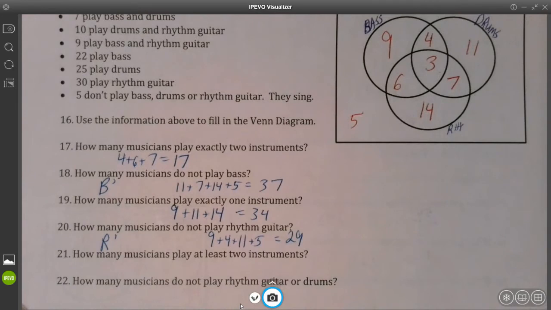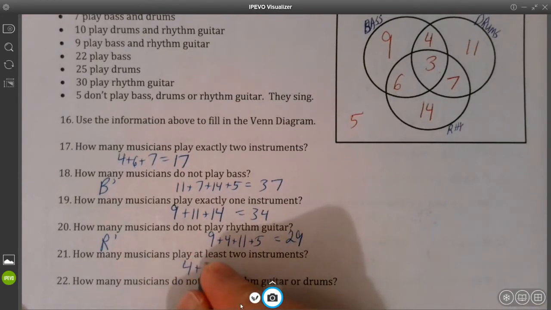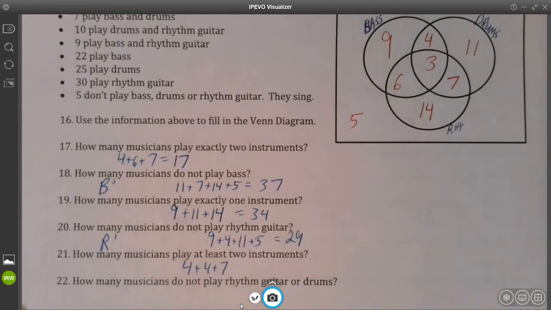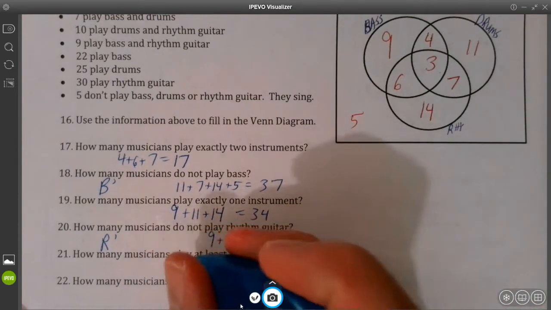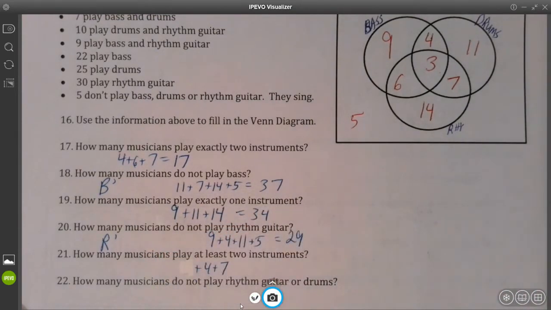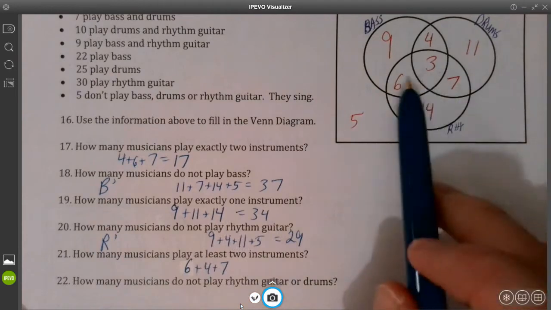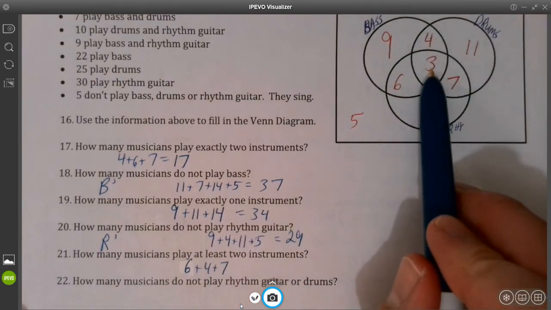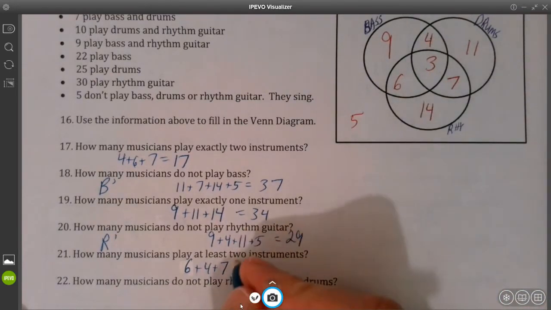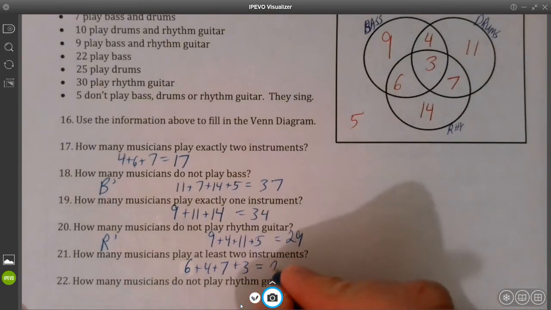How many musicians play at least 2 instruments? Okay, that means they play 2 instruments, or maybe they play more. They play 3 instruments like these 3 folks. So there we go. This is 20.